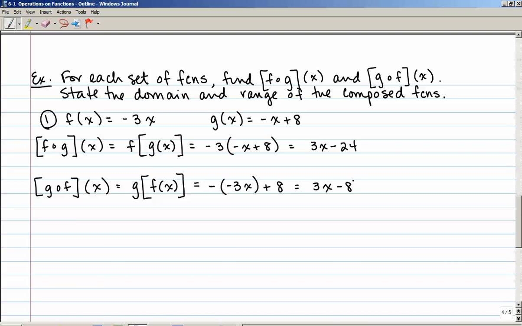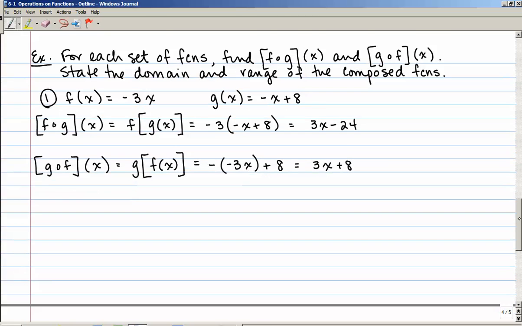Oh no, I'm sorry, that's not right. The negative there just applies to the 3x, so it's 3x plus 8. So g of f of x is 3x plus 8. Those are pretty simple examples.